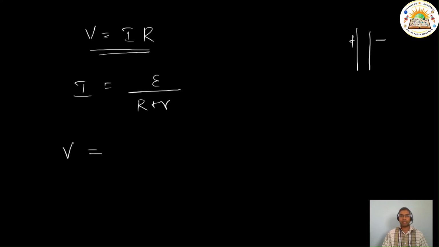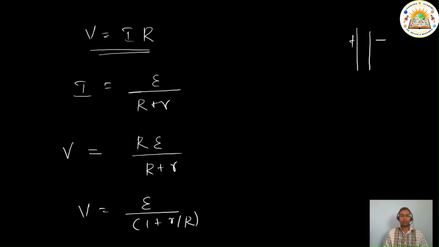let's say positive and negative electrode, is going to be nothing but R times epsilon by R plus r, or V is equal to epsilon divided by 1 plus small r by capital R. So the final expression is V is equal to epsilon divided by 1 plus small r by capital R.